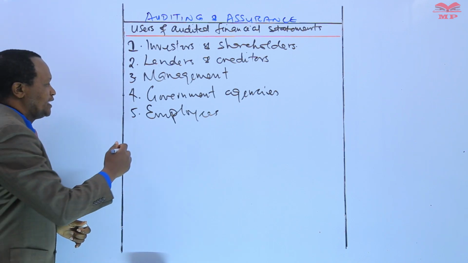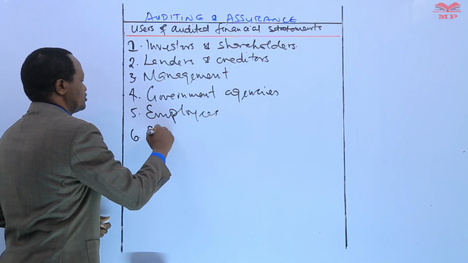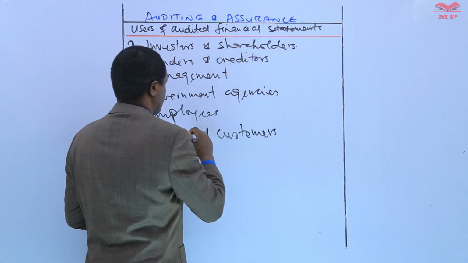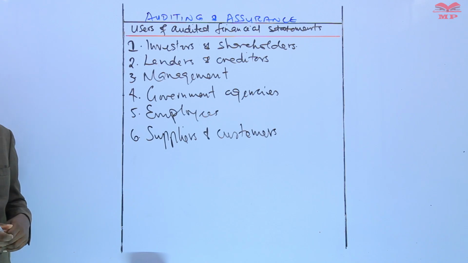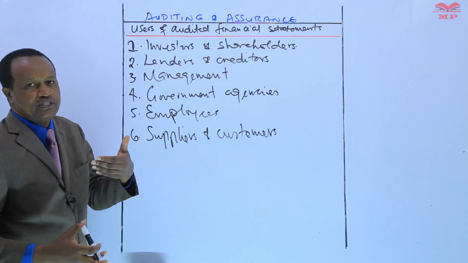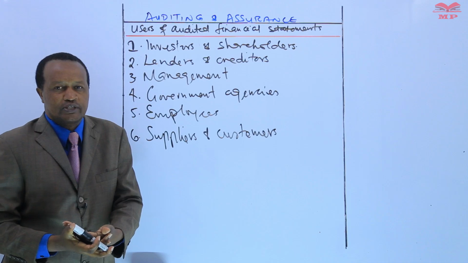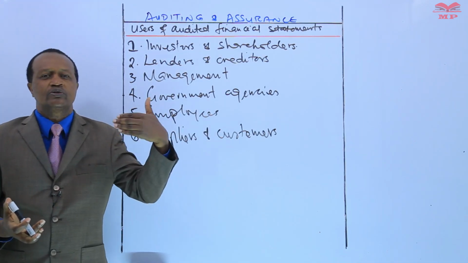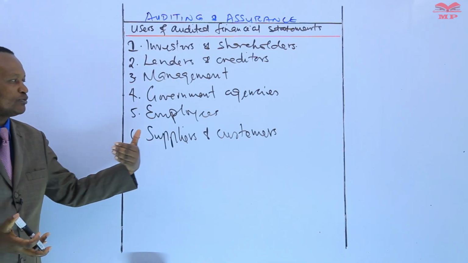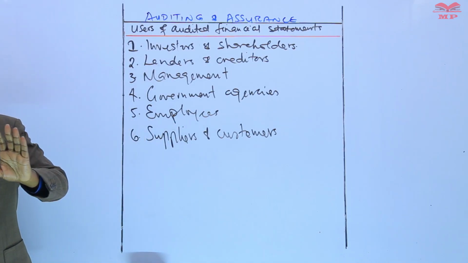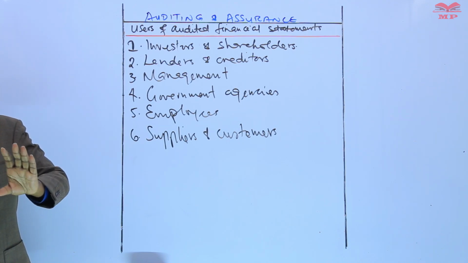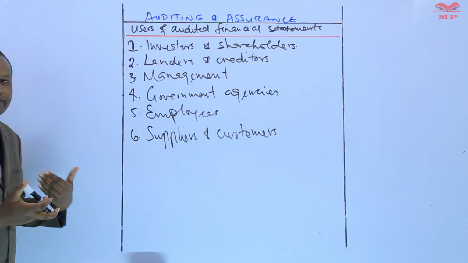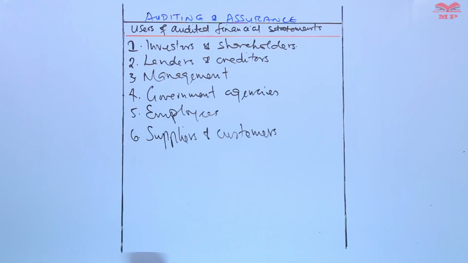Then we have suppliers and customers. Suppliers may use financial statements to assess the creditworthiness of their customers and also decide on credit terms. Customers, on the other hand, may use the audited financial statements to evaluate the stability of the company. Suppliers and customers.